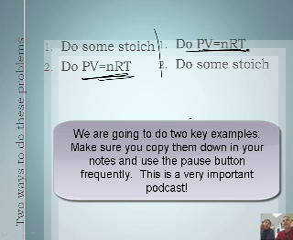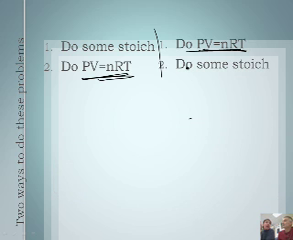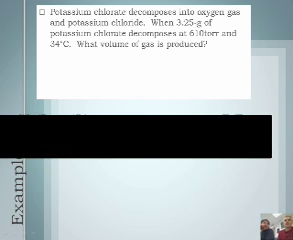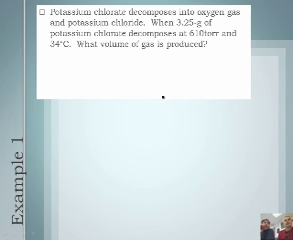Now, what's the one thing in PV equals nRT that's common to what we've been doing in stoichiometry? That's n, moles. Stoichiometry always boils down to moles. So we're going to use the n part of the ideal gas law for stoichiometry. We're going to do a couple of examples. Hey, we have a problem sitting in front of us.